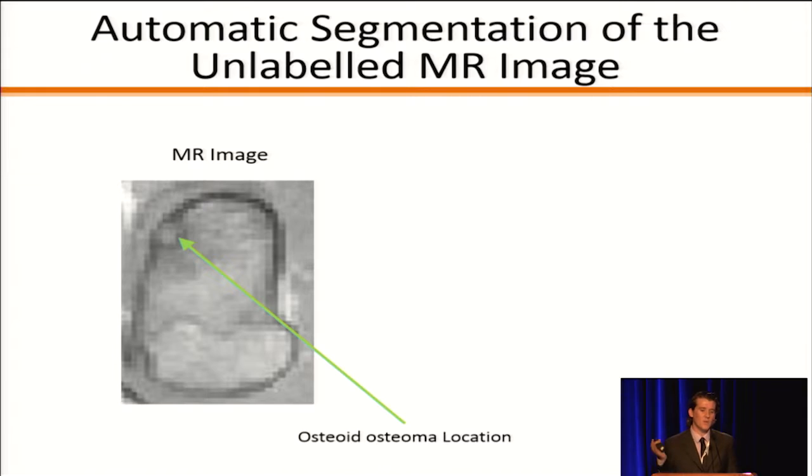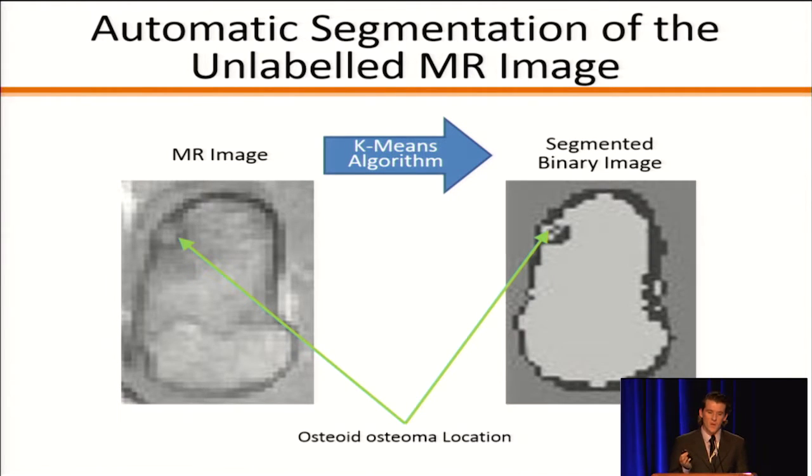So moving on to the segmentation component of the simulation. On the left-hand side here, we can see an MR scan of one of the patients who is treated, and this is an axial slice of the femur near the hip region. And you can see where the osteoid osteoma location is as indicated by the arrow.